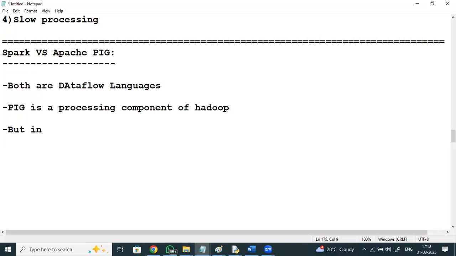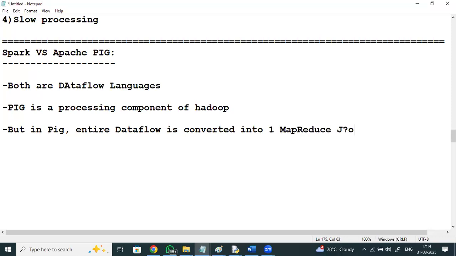Both Spark and Pig are data flow, but in Pig, the entire data flow is converted into one map reduce job. But again, map reduce is bad.